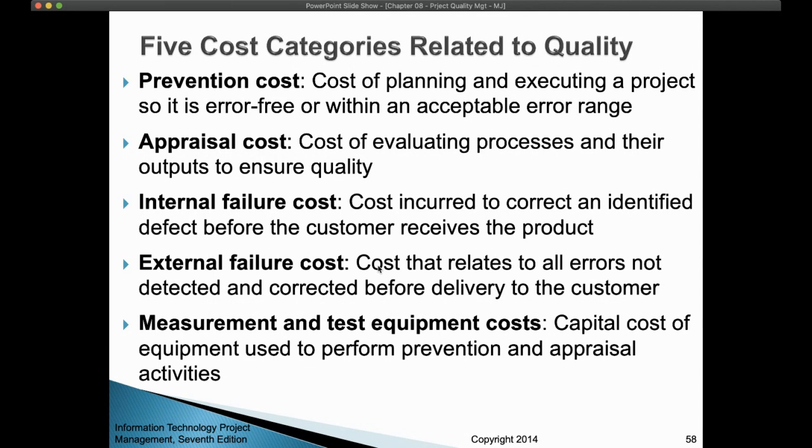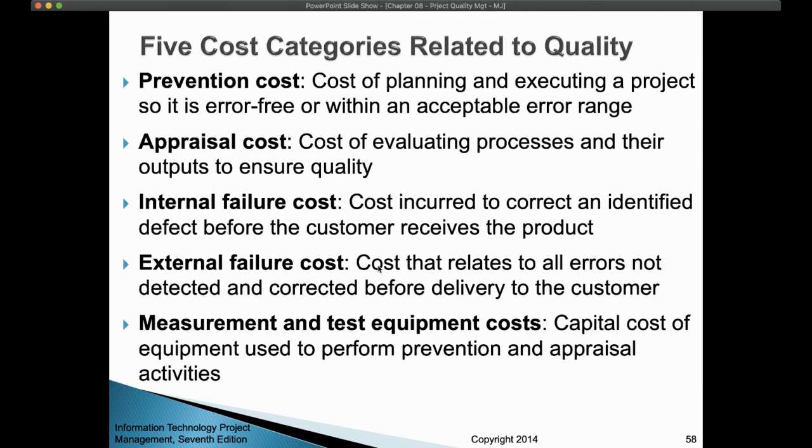External failure cost is when you produce the car and the defect is there. You didn't notice that the brakes are not working properly, and you deliver the car to the customer. The customer used the car and had an accident or something, then you need to pay for that failure of your brakes. And that's the external failure cost, because it happened after you delivered the car to the customer.